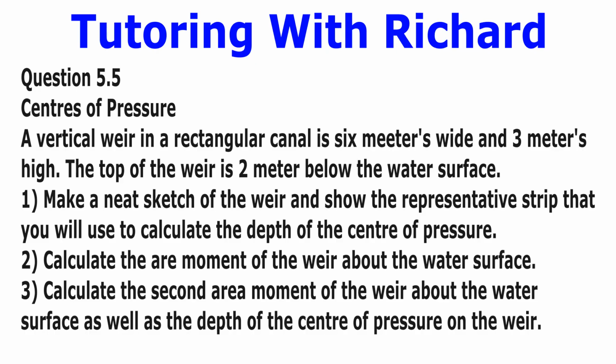Our question states, a vertical weir in a rectangular canal is 6 meters wide and 3 meters high. The top of the weir is 2 meters below the water surface. Now what we have to do is make a neat sketch of the weir and show the representative strip that you will use in order to calculate the depth of the center of pressure.